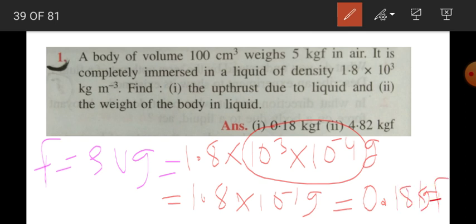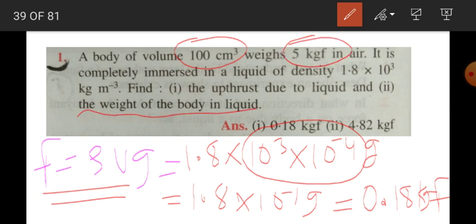Oh dear. So you know what, first of all we need to convert this 100 centimeter cube into meter cube, and then we can put the value in the formula. Okay, this is upthrust. True weight is given. I can find out the weight of the body in the liquid, means apparent weight. So that is homework for you.